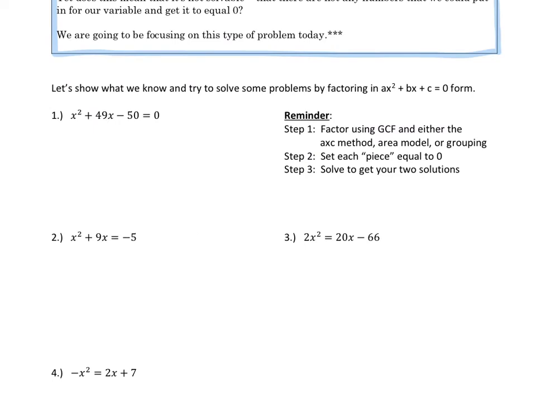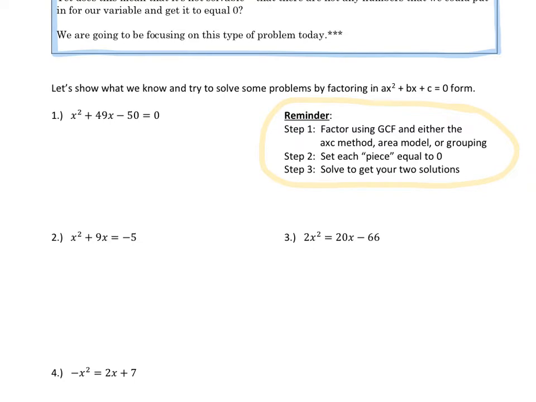Now, let's show what we know from the past 2 days to try and solve some of these problems by factoring. And remember, our quadratic equation is always going to be in the form ax squared plus bx plus c equals 0. In case you forgot some of the steps from last week, I put a nice little reminder up here. So that way we know we have to factor, maybe using greatest common factor, the A times C method, area model, or grouping. Then we have to set each piece equal to 0 and solve to get our possibly 2 solutions. Now, the reason I say possibly today is we might have some problems where there aren't 2 solutions.